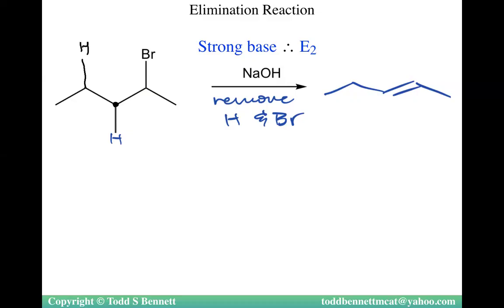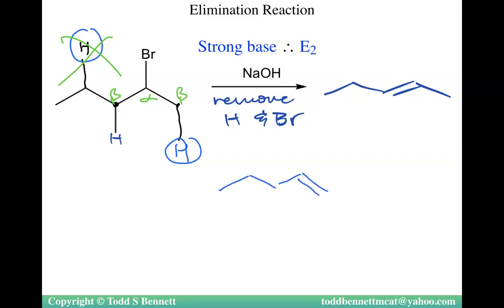Questions I want to ask is why did I not consider H's here or here? So first off, to form a double bond, you have to be on the adjacent carbon. So the H has to be on the next one. So this one's too far away to form, or won't form, a three-membered ring. So that's not going to be happening. So it's got to be on an adjacent carbon. So we're going to call this the alpha carbon, and this is going to be called the beta carbon. This is also a beta carbon, which means theoretically, the double bond could have also gone there.